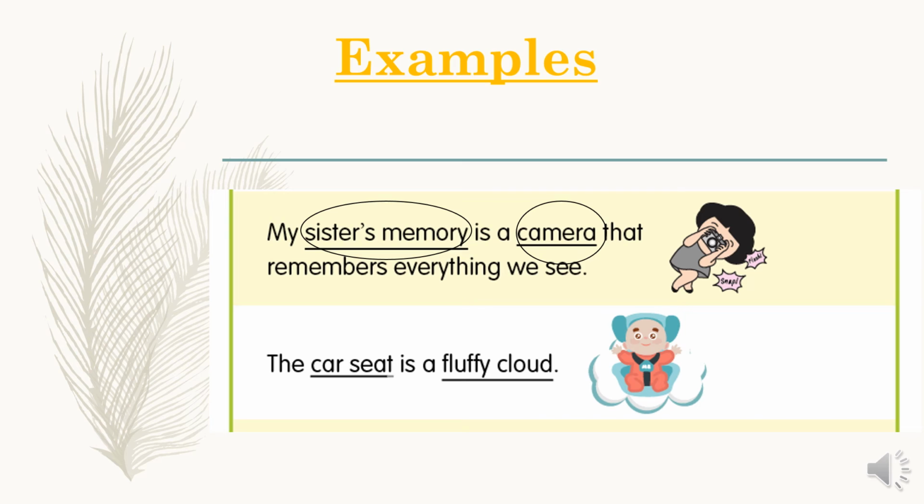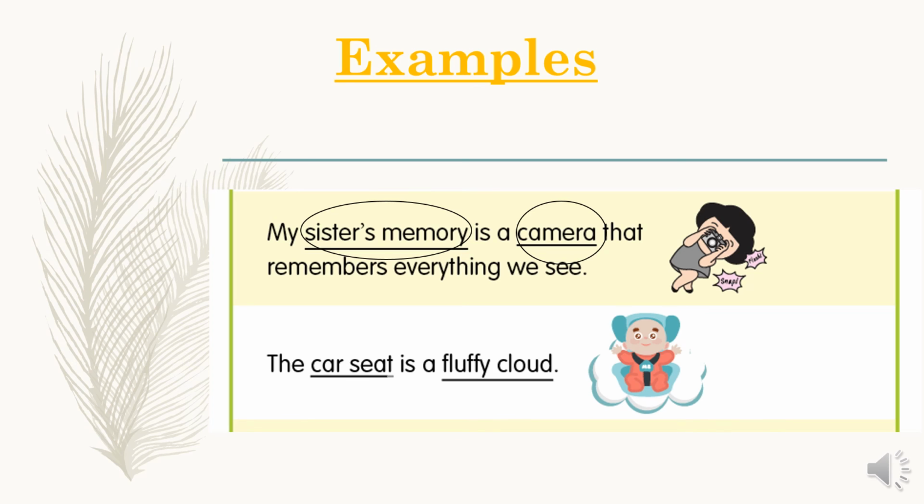Alright, look at the third example we have. The car seat is a fluffy cloud. Did we compare anything here? Yes, we compared the car seat to a fluffy cloud. So we compared two things which are not similar. Okay, did we use as or like? No, we didn't. Then this is a metaphor because we compared two things which are not similar and we didn't use as or like. Think about it.